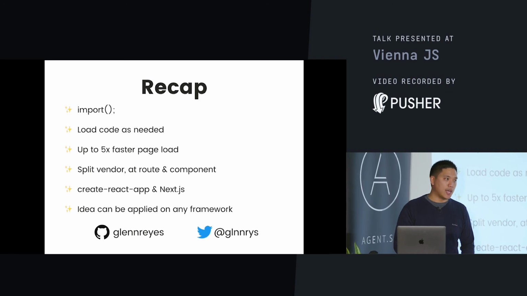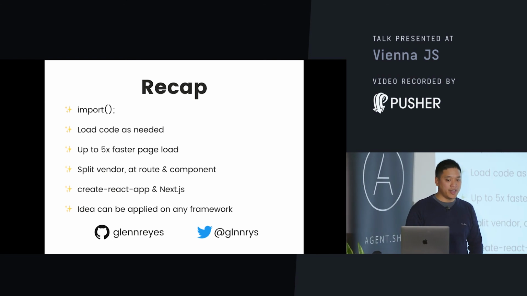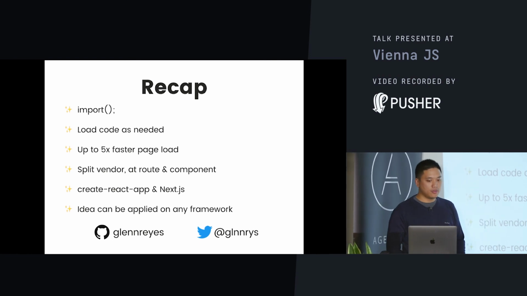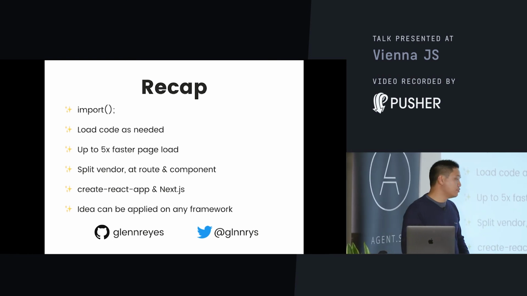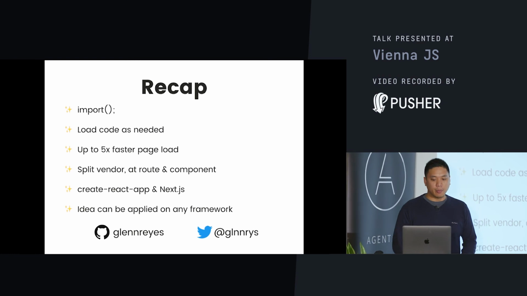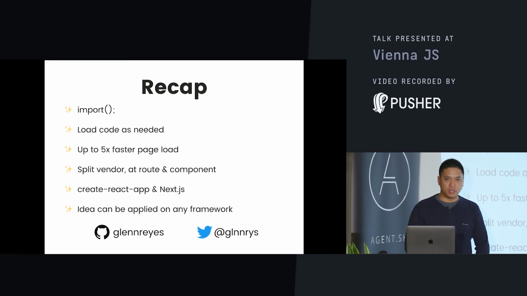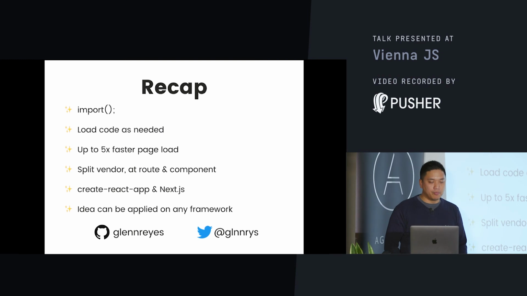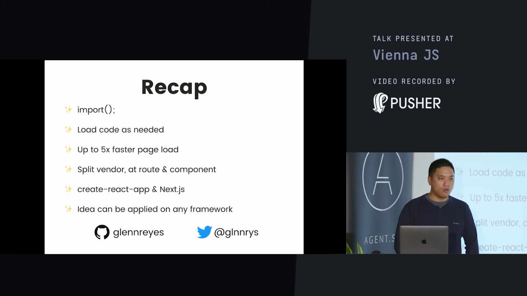And to recap, dynamic imports, it's a TC39 proposal with Babel. You can use it now. Don't load useless code by splitting your code with dynamic imports. Depending on the project size, you'll be able to reduce the page load up to 5 times. First, split app and vendor code, and then at route level, then at component level. Create React App and Next.js are cool ways to start. Also check out this experiment that I've shown you before. And also note that the idea can be applied to any framework. It's not just React.